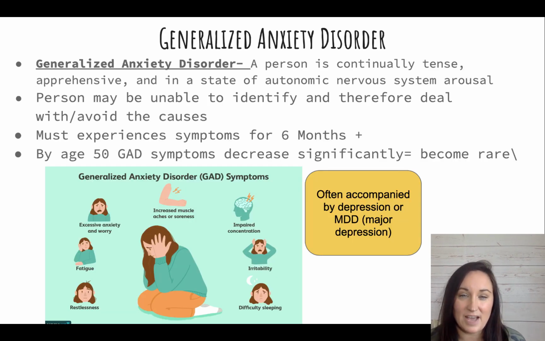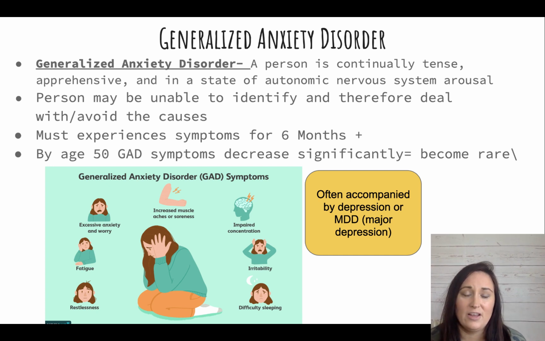So generalized anxiety disorder is where a person feels a constant state of tension. They're always apprehensive. Their autonomic nervous system is always on heightened alert. And so the person really is unable to identify any sort of specific trigger. They must experience this heightened state of anxiety for 6 months or more in order to meet the criteria for the diagnosis. And generally by age 50, the symptoms have decreased significantly or have completely gone away. It's just much less common in older adults.